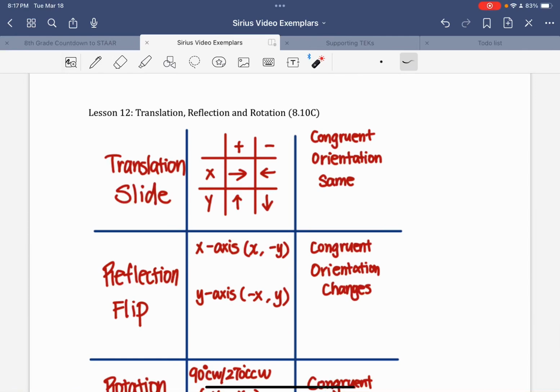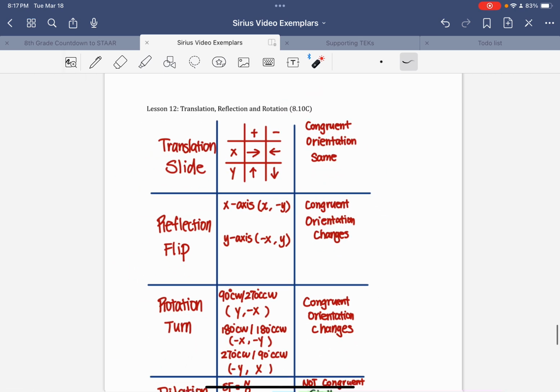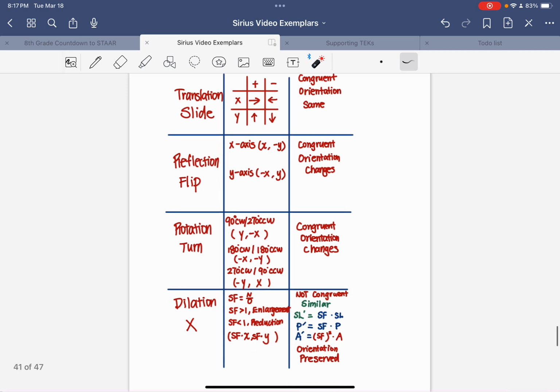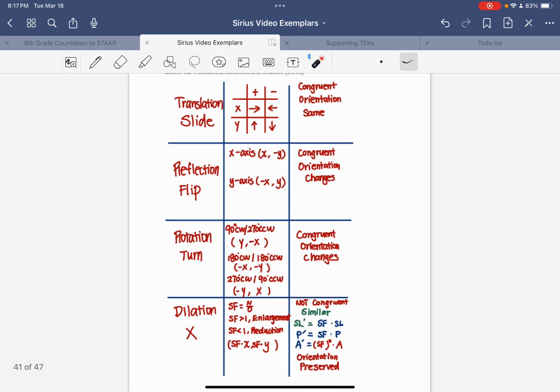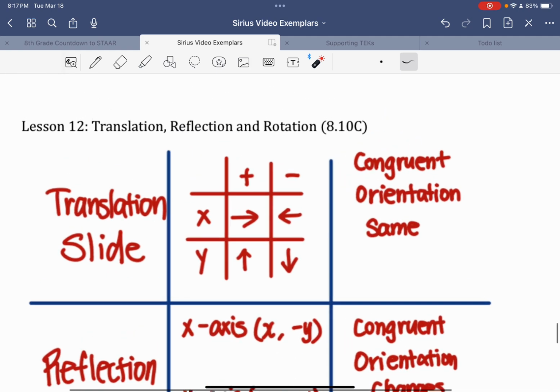Welcome back. We're on lesson 12, translation, reflection, and rotation, 8.10c. Today we're going to review the top three of the transformations that we have already taught. So that will be translation, reflection, and rotation. Remember, we start with the first one.